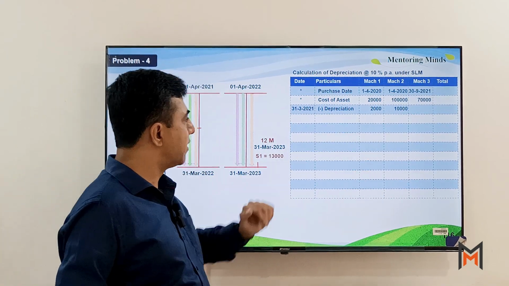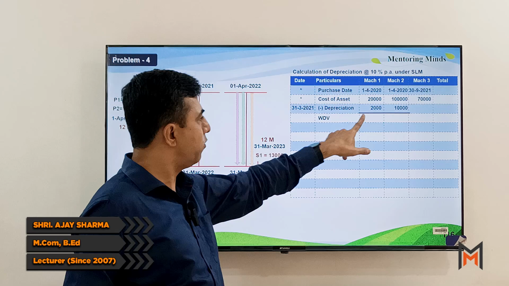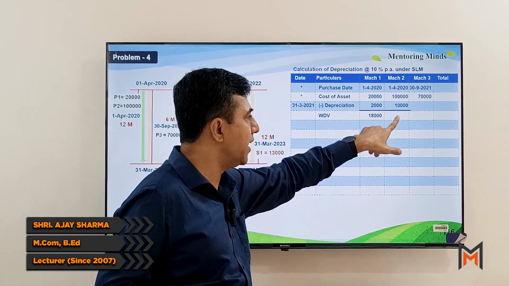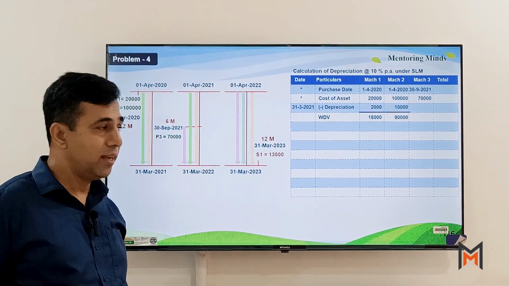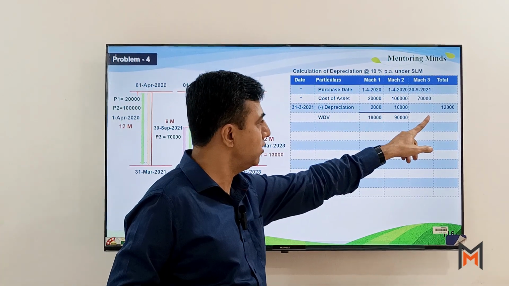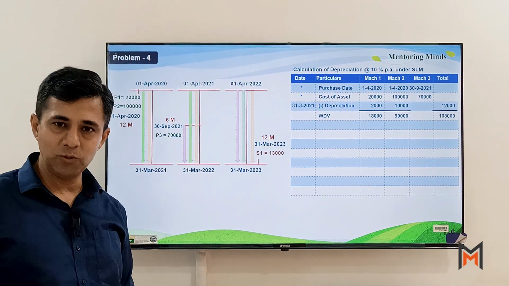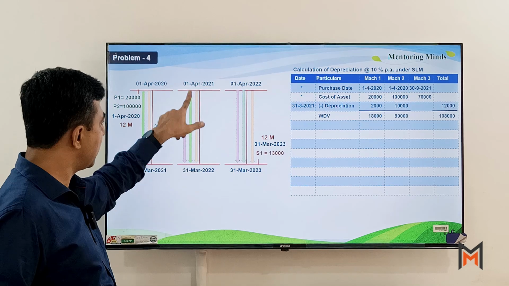Let us first of all write the written down value. The written down value, that is 20,000 minus 2,000 is 18,000 and 1 lakh minus 10,000 is 90,000. Let's find out the total depreciation, which is 12,000, and total written down value is 1 lakh 8,000. How easy. Now the second year.